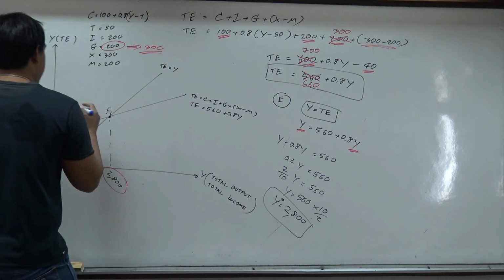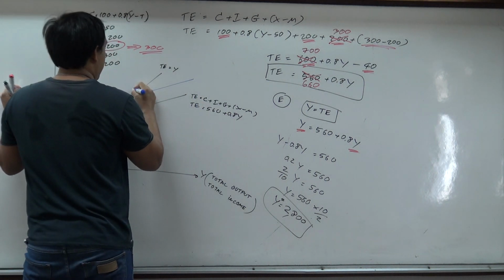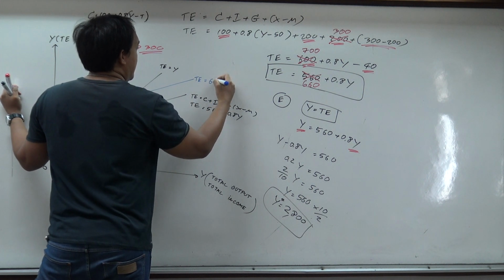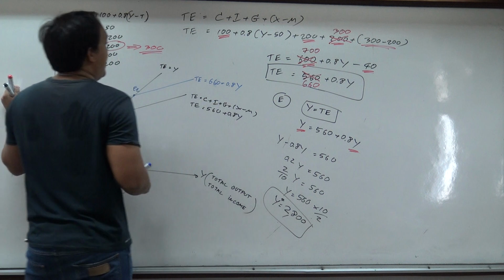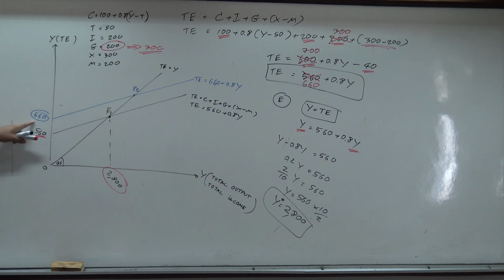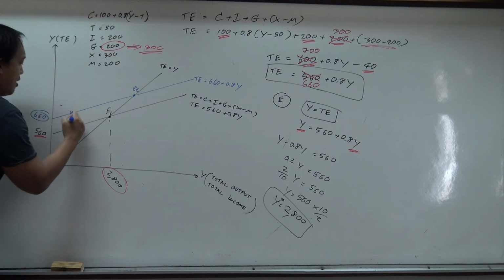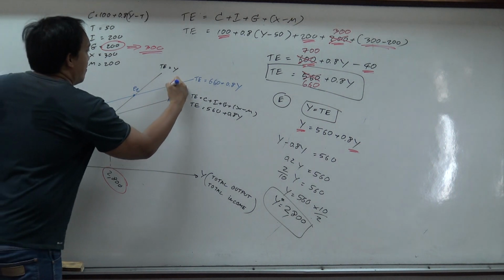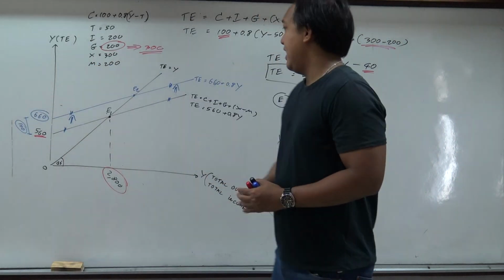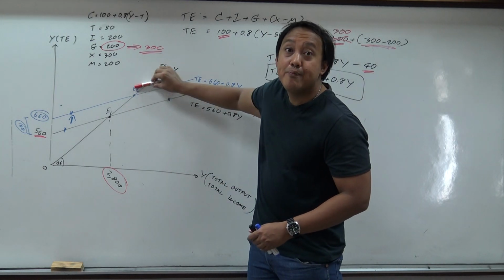E2. This is TE equals 660 plus 0.8y. Okay, 660 is the starting point. The whole curve shifts up in parallel. The difference here equals 100, from 560 to 660. The whole curve shifts up.